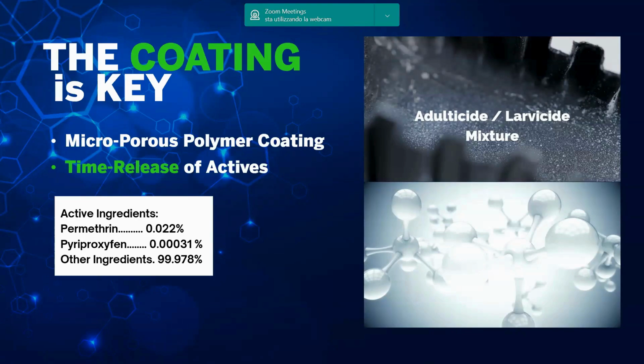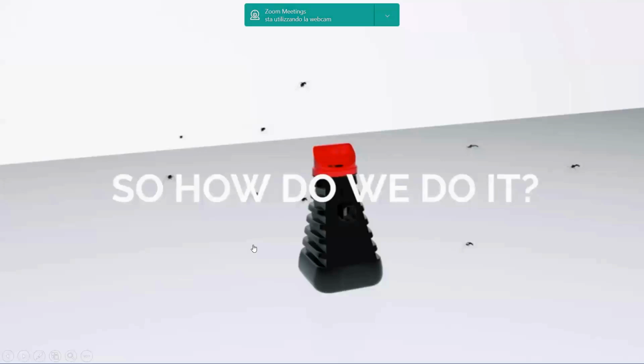So envision something that might look like, I don't know, the anti-flea collar of your dog, that is usually a sturdy plastic. Well, we developed something that we can spread inside of the trap and remain strongly attached to it. And the adulticide is permethrin, and then we have pyriproxyfen as a larvicide.